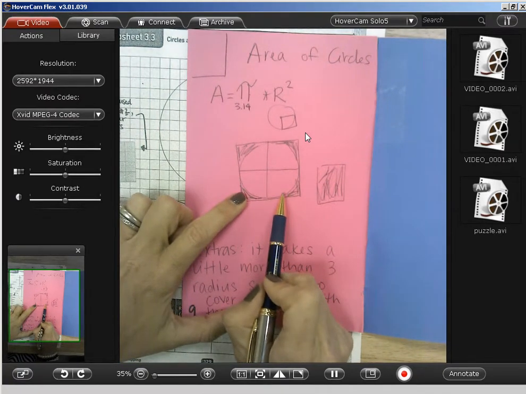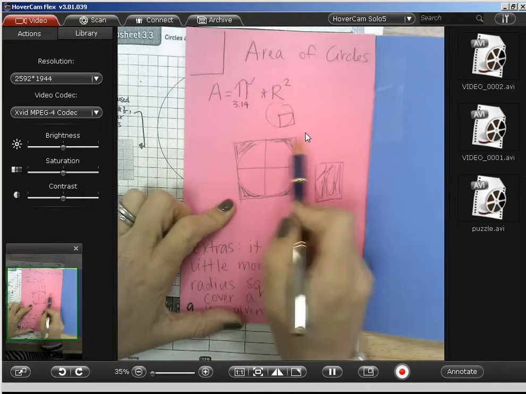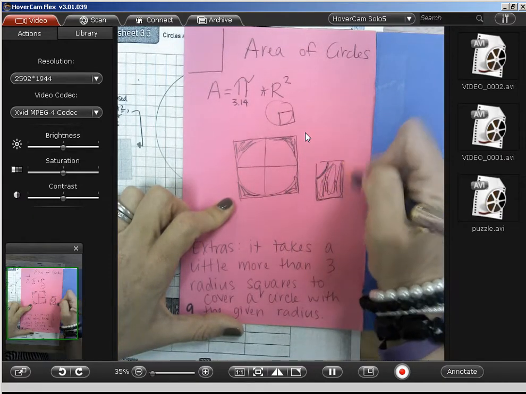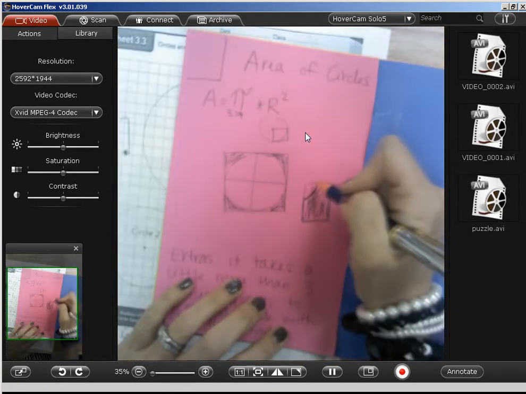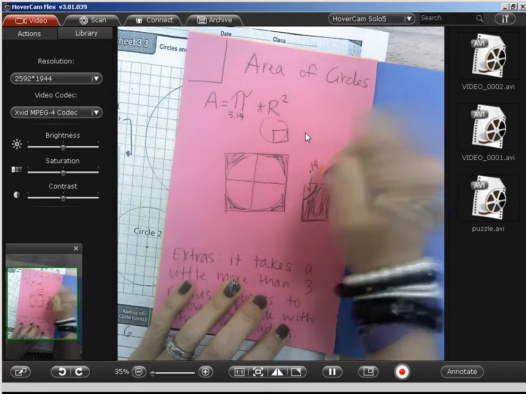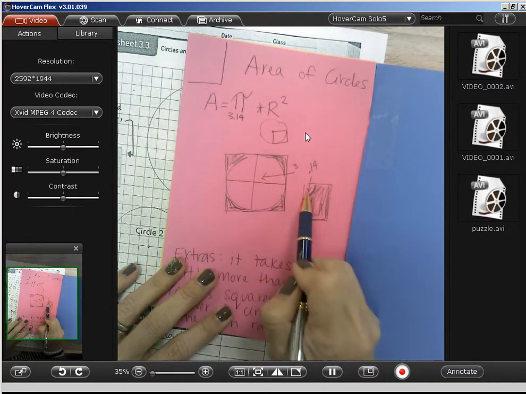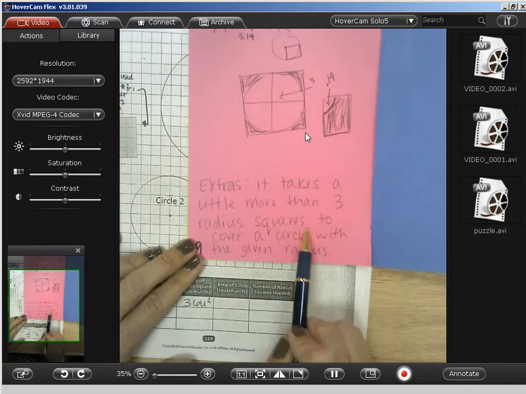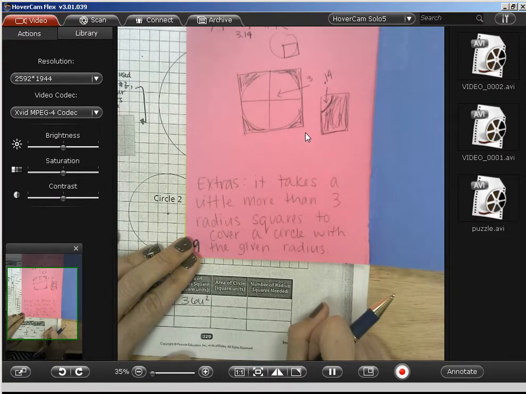This is the diagram that I want you to draw. Draw a circle, split it into 4 radius squares, and draw the box around it like what I started with. Next to that, draw an extra radius square, kind of like this one. Right here, draw 0.14, and over here, 3, because that was 3 whole squares and then 0.14 of that last square. So it takes a little more than 3 radius squares to cover a circle with the given radius. If you need to pause this to get that written down, that is fine.